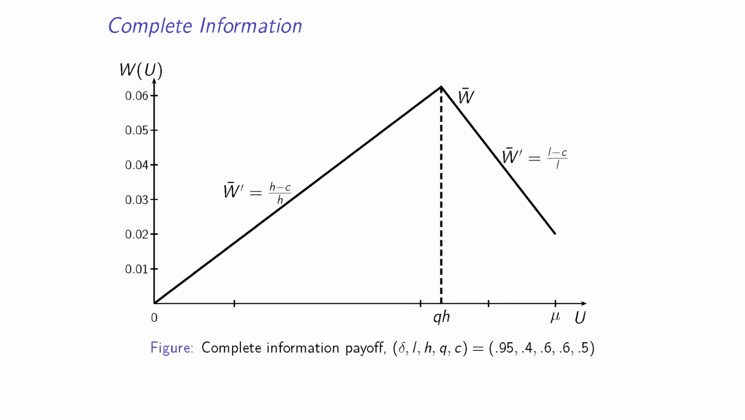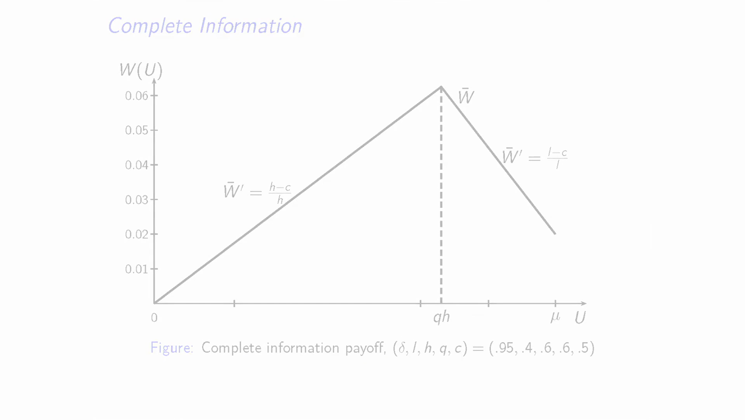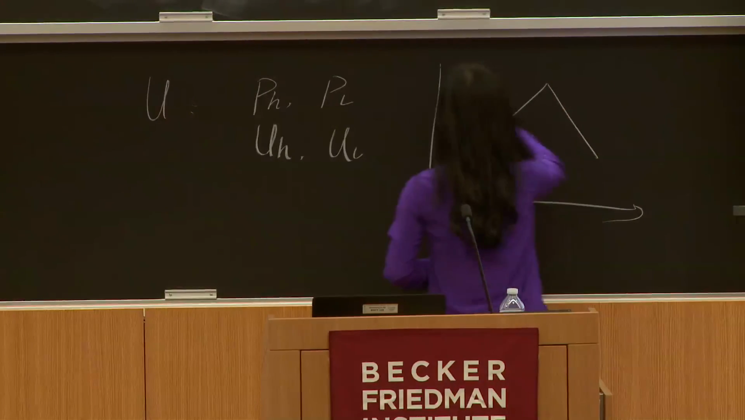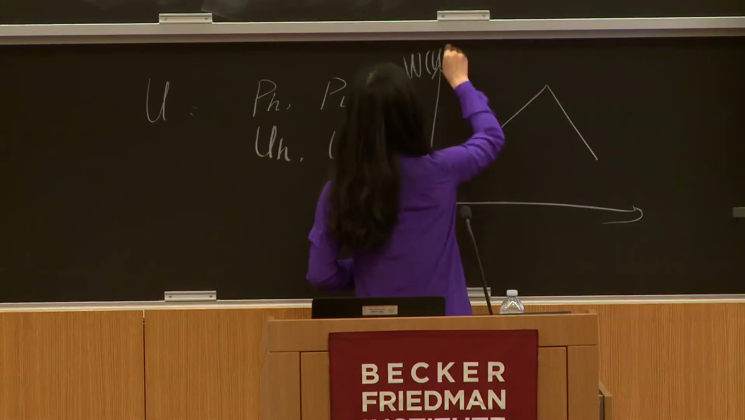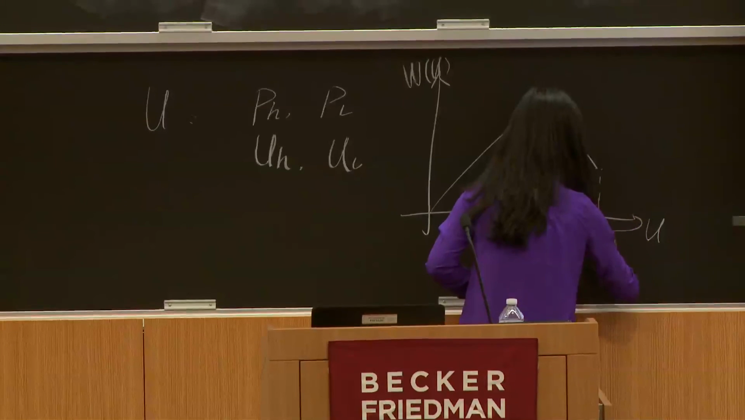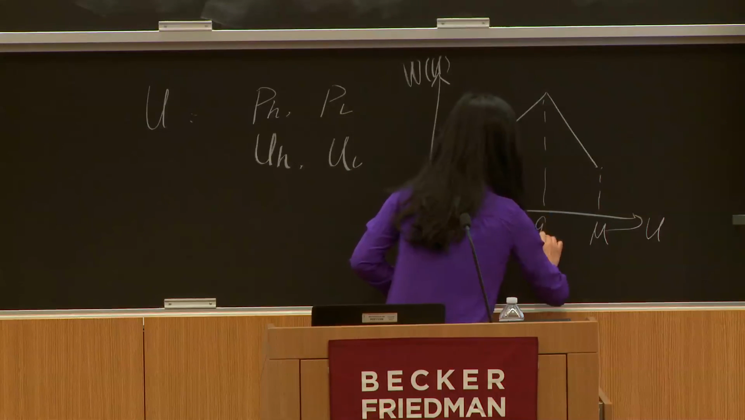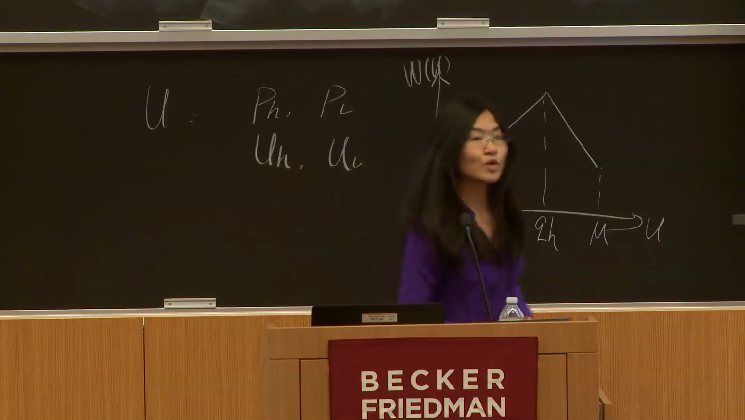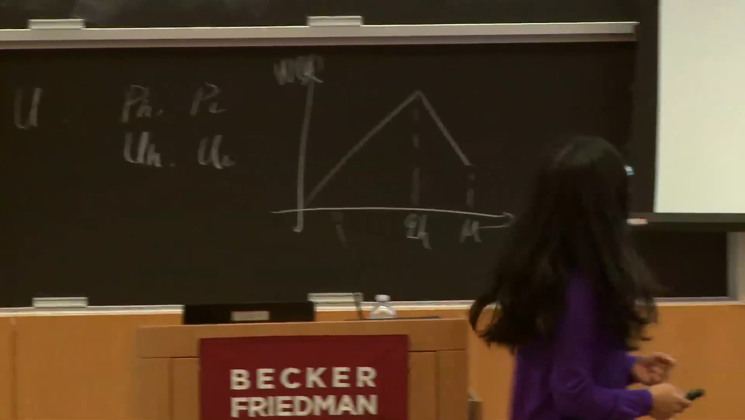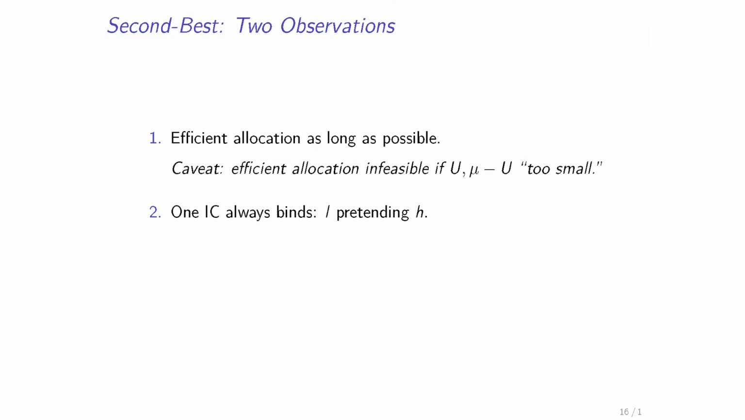So this is the first best, and by observing this picture, we can already solve the second best case. Okay, so let me show you how to do that. Okay, this is mu, this is QH. So we make 2 observations about the second best. The first observation is that we always want to implement efficient allocation as long as possible.